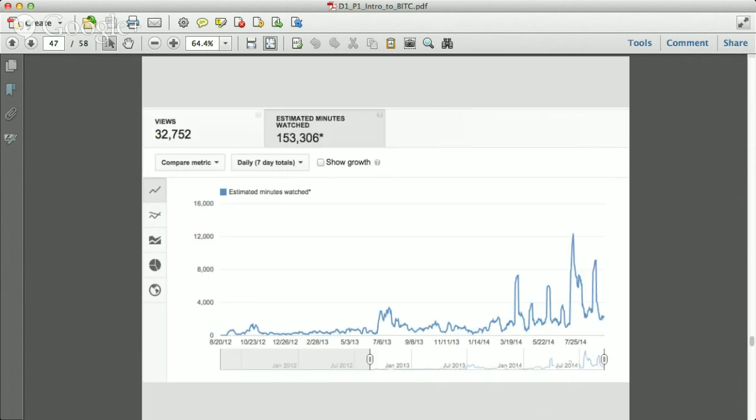Here's a view of the accumulation of viewership over the course of this project. You can see we've had weeks where 12,000 minutes of viewing have taken place, and hopefully we'll break that record with this week.